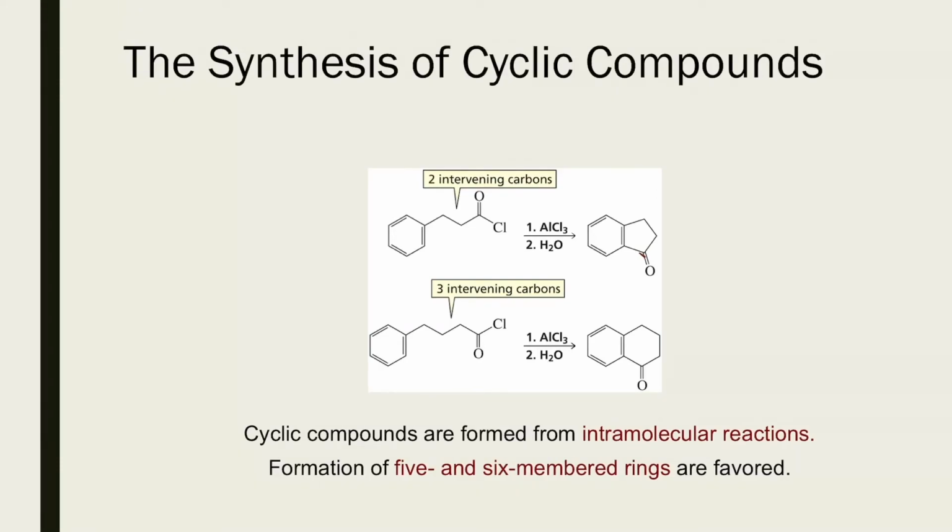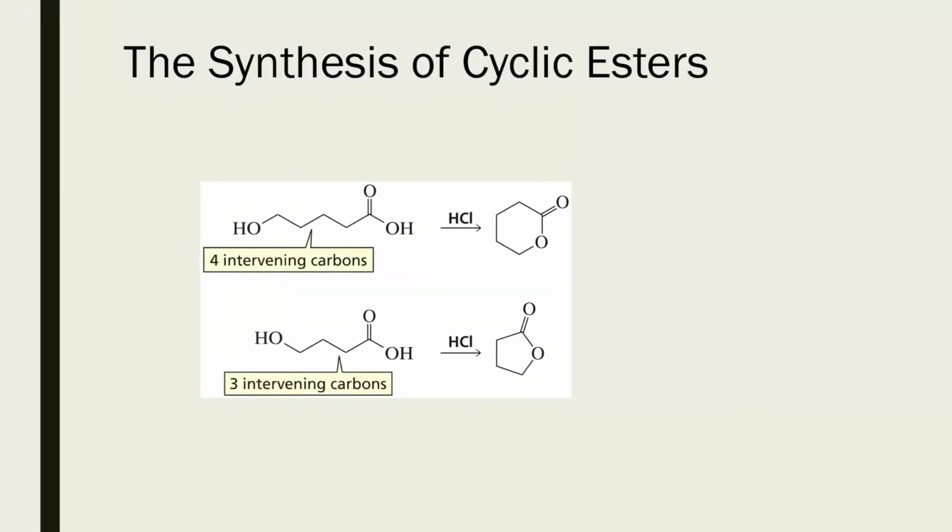So here are 2 such examples. In the first case, you have 2 intervening carbons, and 3 other atoms which are taking part in the intramolecular reaction, giving rise to a 5-membered ring structure. And in the next example, you have 3 intervening carbons, and these are the 3 other atoms which are involved to form the 6-membered ring structure.